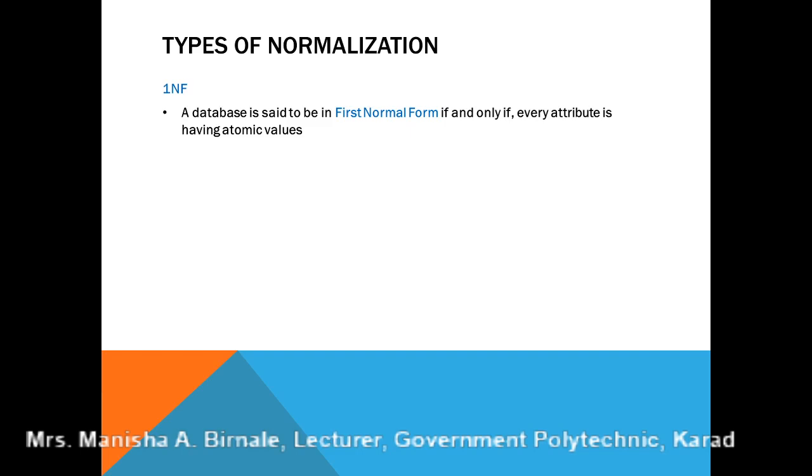A database is said to be in first normal form if and only if every attribute has atomic values. So what is meant by atomic values? Atomic values means indivisible values, values that cannot be broken into other smaller values. Indivisible values are called atomic values. So our database is in first normal form if and only if every attribute has such atomic, indivisible values.